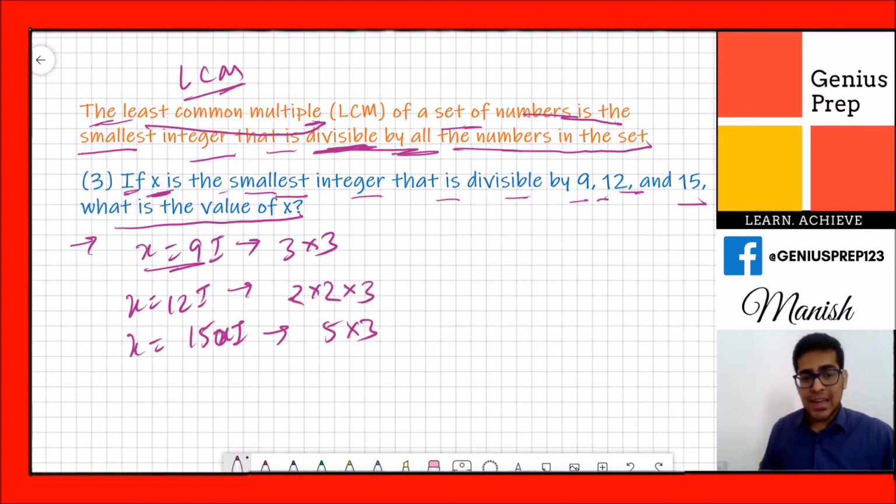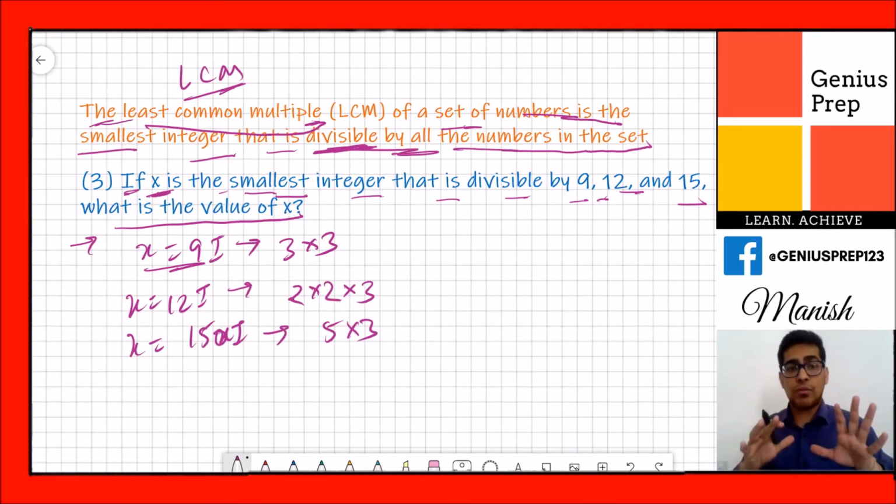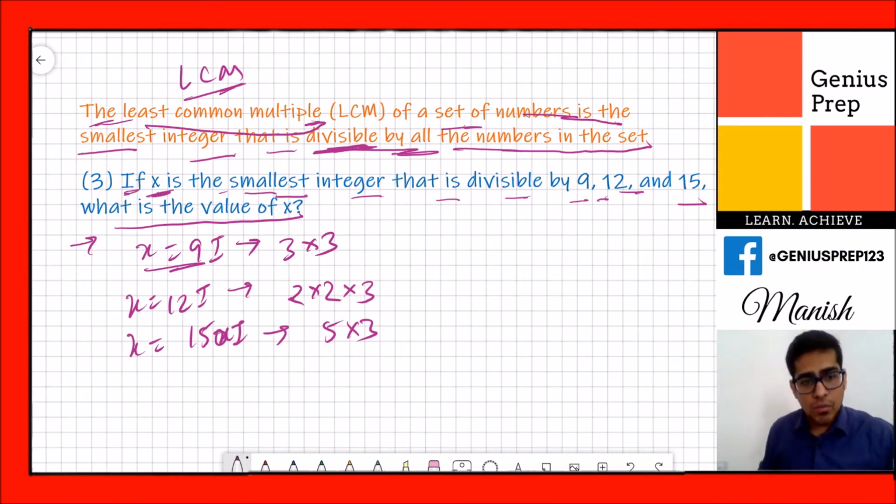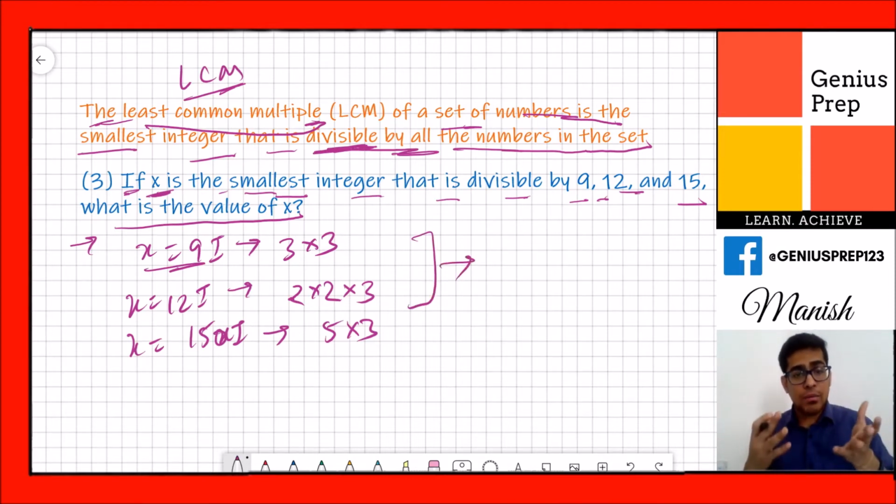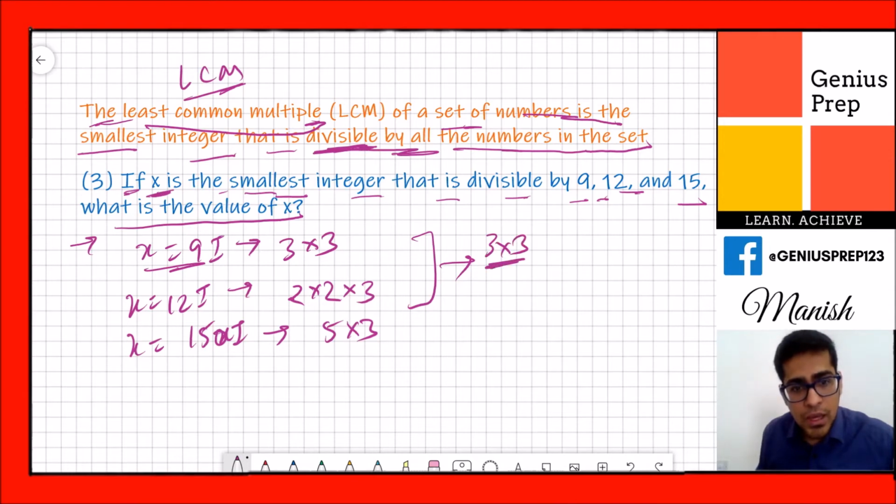Now the main difference between GCF and this is that in GCF we were looking for the common factor. Here we will be looking for all the factors, because we need to find a multiple which is divisible by all of them. So it can be 3 cross 3. Now here we have 2 cross 2. What is the new number here? 5. This is a 5.